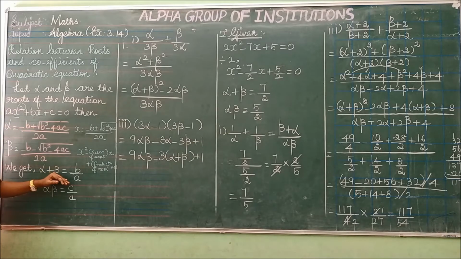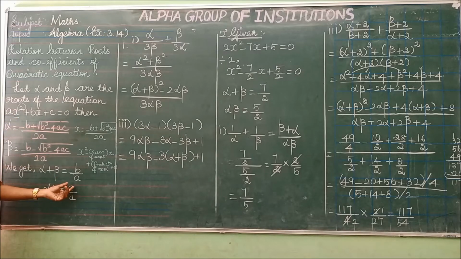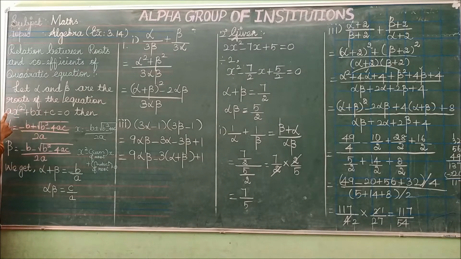The coefficient of x is b, divided by the coefficient of x squared, which is a. The product, alpha beta, is equal to the constant term divided by the coefficient of x squared. So alpha plus beta is equal to minus b by a, and alpha beta is equal to c by a. Using this you can get the values of alpha plus beta and alpha beta.